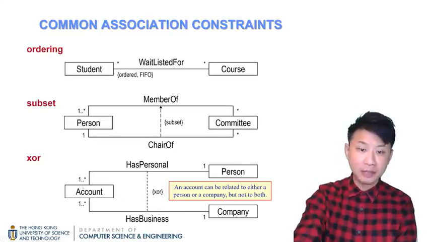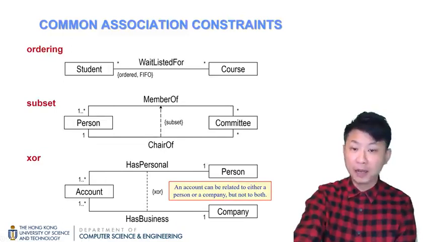So that means we're going to follow this path or the other path, but not both at the same time. Again, it just means that an account is going to be held by either a person or a company, exclusive or. Either this or that, but not both at the same time.